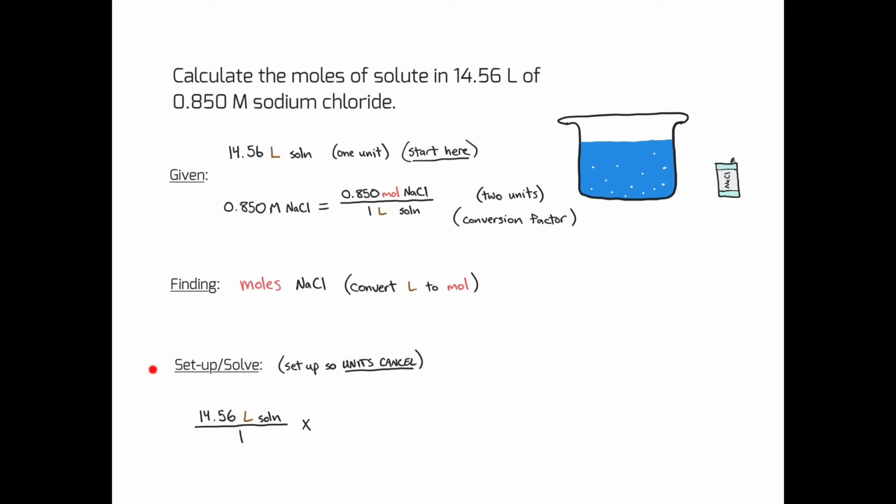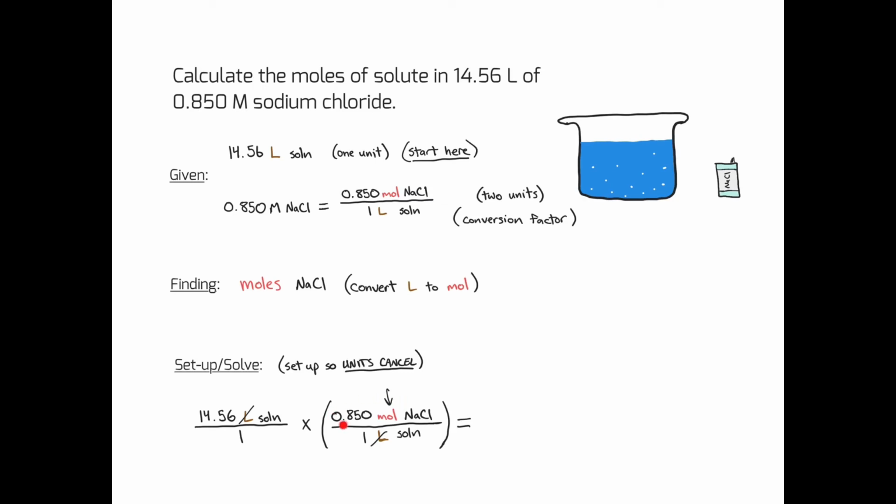So we're going to set up and solve our problem, making sure that we set it up so our units cancel. We know that we're starting with 14.56 liters because there's just 1 unit. So we're going to need to cancel these liters, which means we're going to need liters on bottom here. And we want moles on top because this is what we're trying to find. So our concentration tells us that we have 0.850 moles of NaCl per 1 liter. We set it up so liters on bottom and liters on top will cancel. So this liter cancels, and we're left with moles of NaCl.